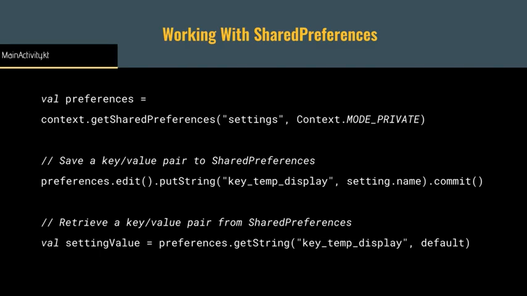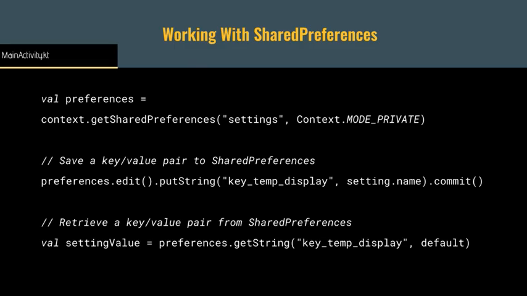That's kind of up to you as a developer. In our case, we're just going to use all of our preferences in this single settings file. And then context mode private simply says that we shouldn't let other applications use these preferences. So it keeps these settings hidden and private to our app.